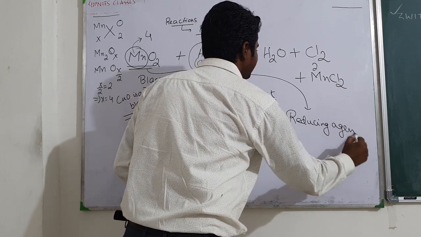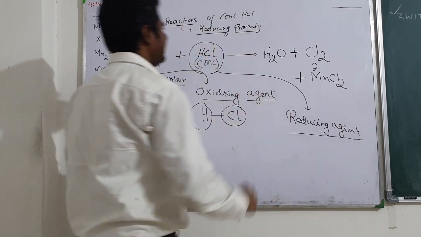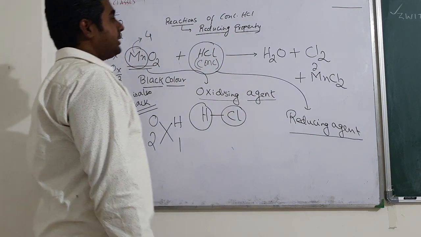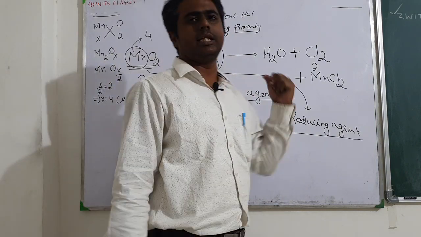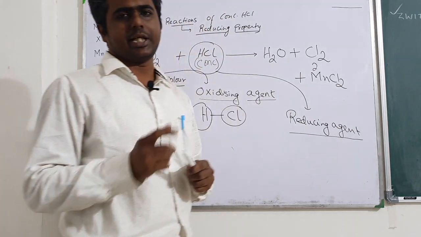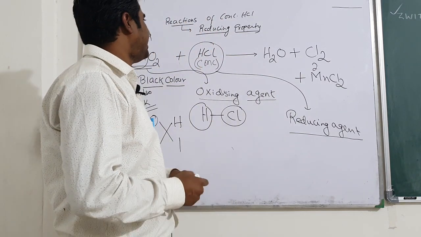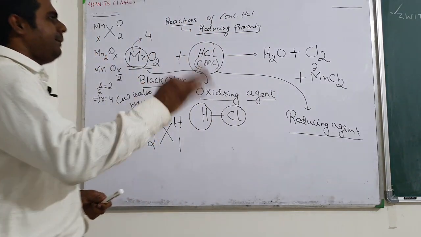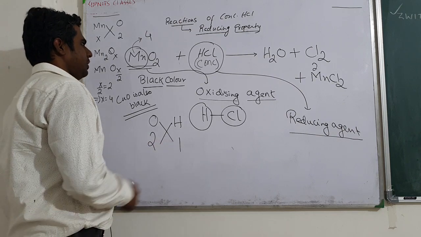So if it is asked in this reaction what property of concentrated HCl has been shown, then you have to write reducing property. Okay. The second part is balancing this reaction, that is also important.